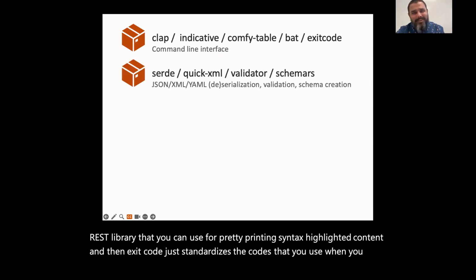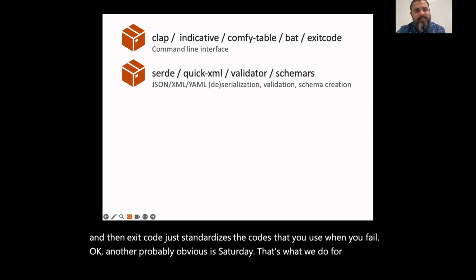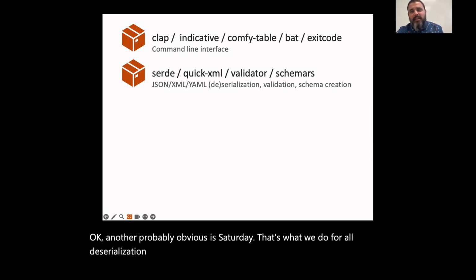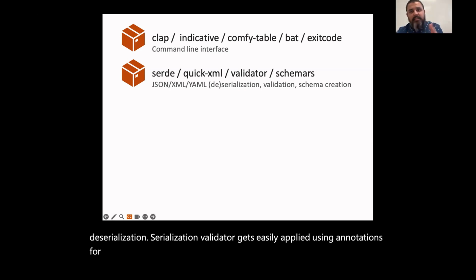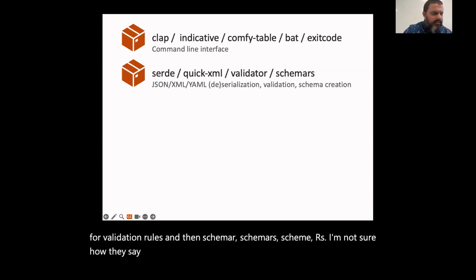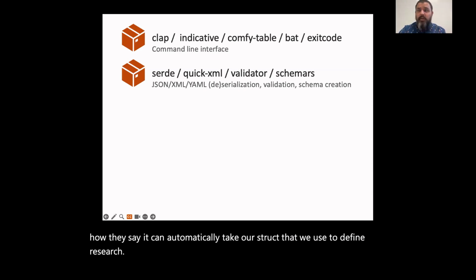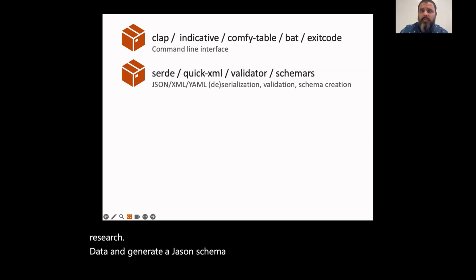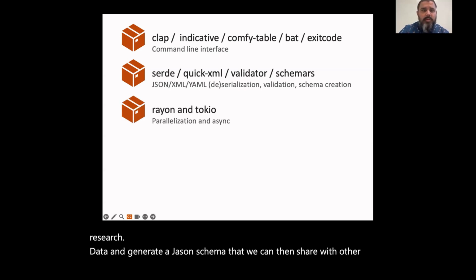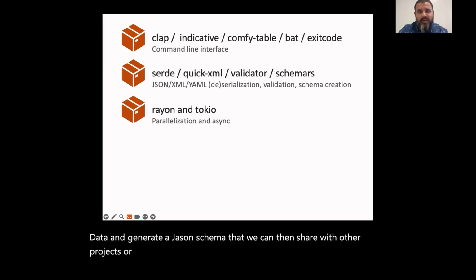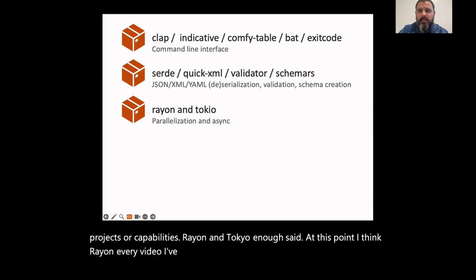Okay, another probably obvious one is serde. That's what we do for all deserialization and serialization. Validator gets easily applied using annotations for validation rules. And then schemars, I'm not sure how they say it, can automatically take our struct that we use to define research activity data and generate a JSON schema that we can then share with other projects or capabilities. Rayon and Tokio, enough said at this point. I think every video I've seen so far in this conference has mentioned Rayon.